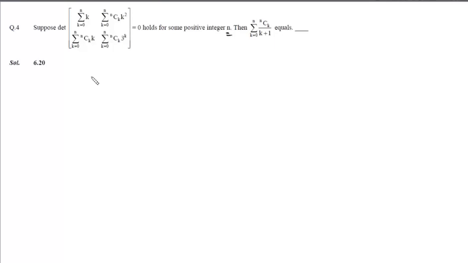Now first we'll find these entries. Now this summation of k is nothing but the sum of the first n natural numbers, which is n(n+1)/2. Now this summation, k varies from 0 to n, nCk into k.